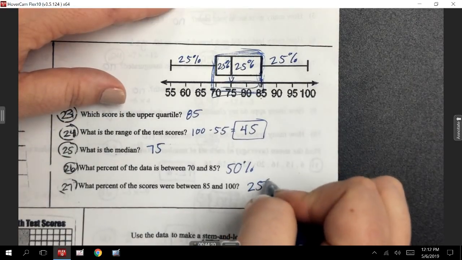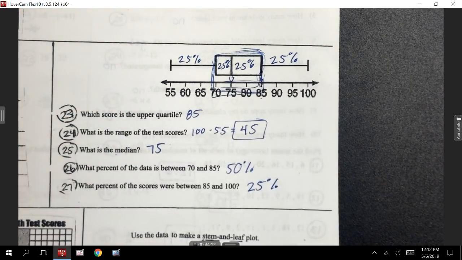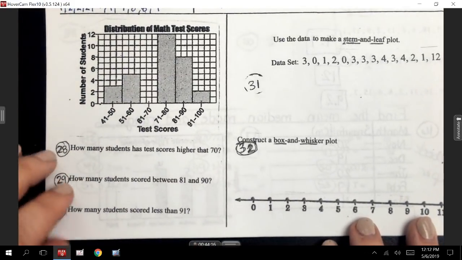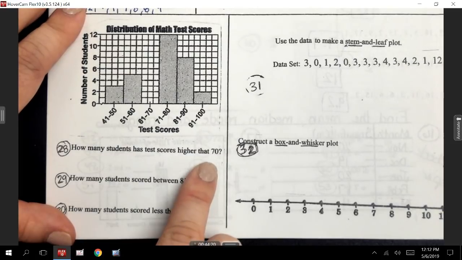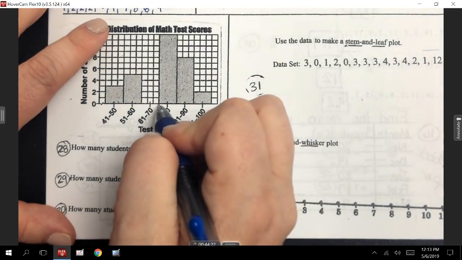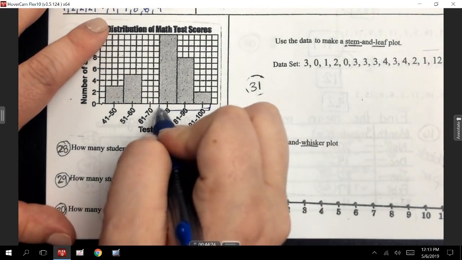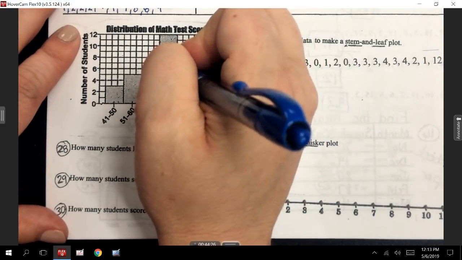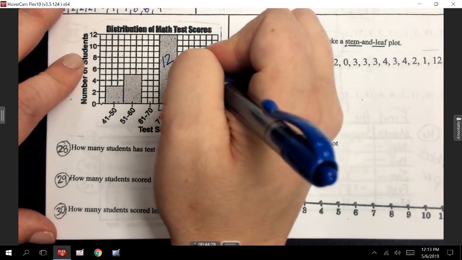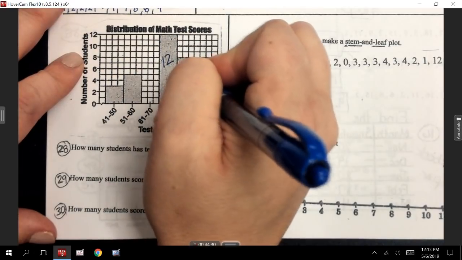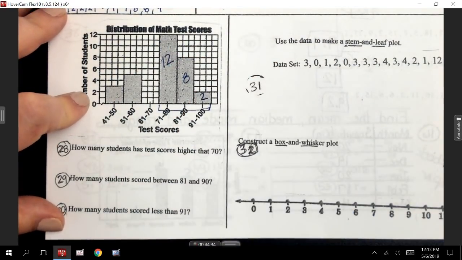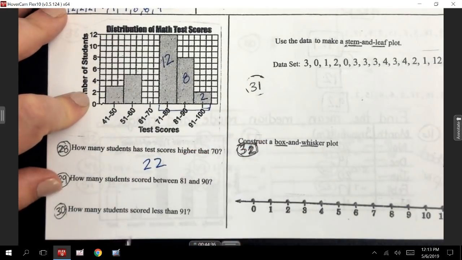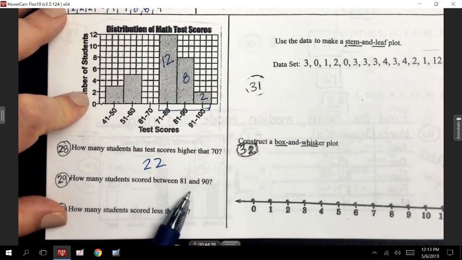25%. Okay. Excellent. Let's move it on down, looking at number 28. How many students had test scores higher than 70? So they're 70, so I'm looking at the test scores bigger than that. So how many are in this first bar? 12. Then it says 8. And then it says 2. So if I add those together, how much is that? 22. Excellent.